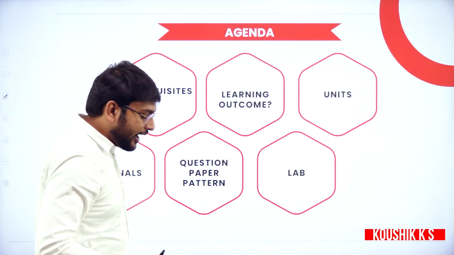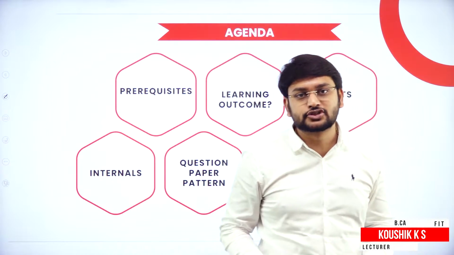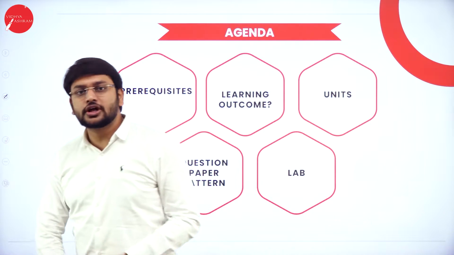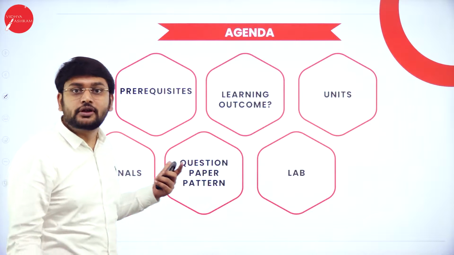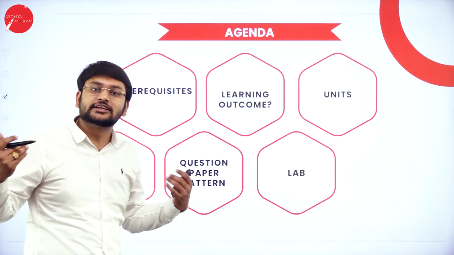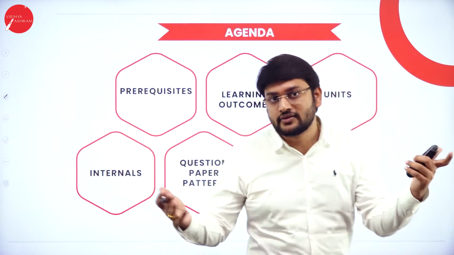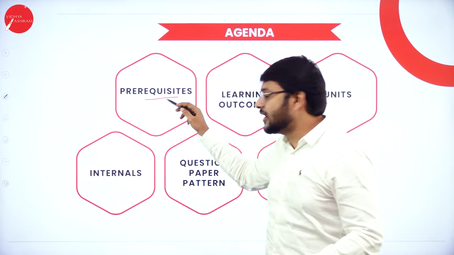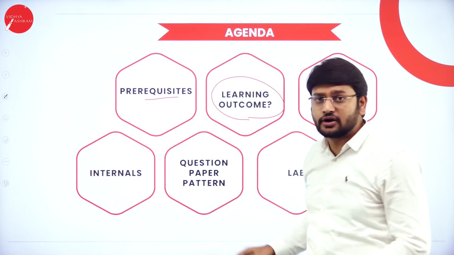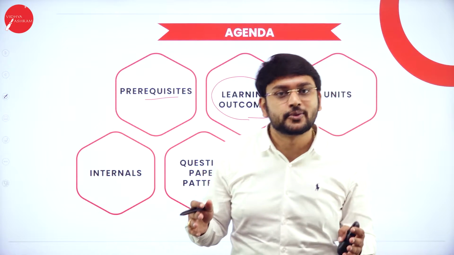So guys, I have 6 different parts in this session. The first part, as usual, is going to be the prerequisites. So when it comes to the prerequisites, I will treat what is the necessary or the basic information or the basic knowledge that I should have before I start the subject. That is what I will call a prerequisite. So fine. The next one that I have is all about learning outcome.